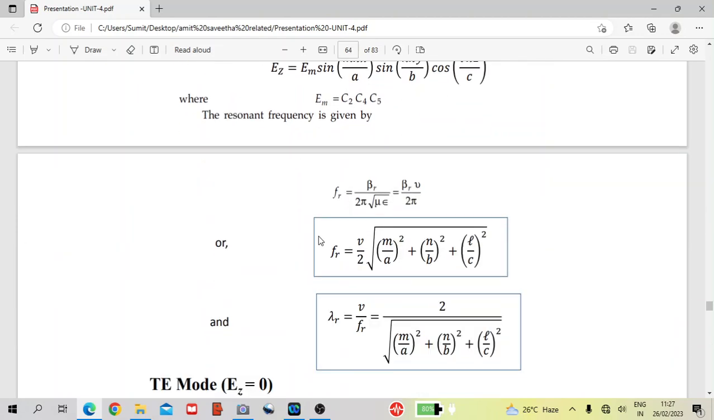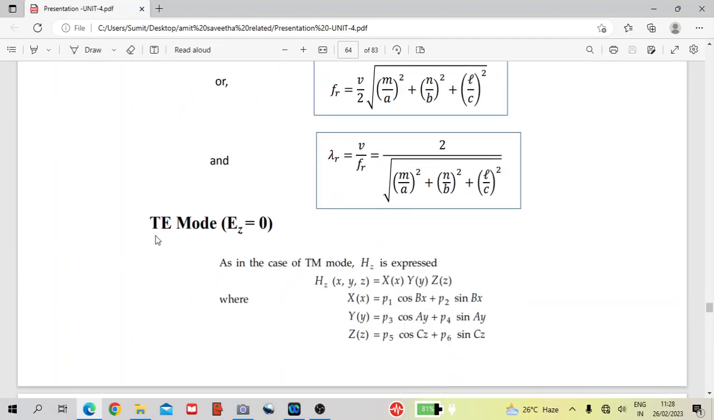In this way you get one fr, which is not the cutoff frequency here. Here the concept is of resonating frequency. So from here, if you know the dimensions, if you know m, n, l, and the broad wall, narrow wall, and the other dimensions, then from here you can find out the resonating frequency, and from there you can obviously find out the resonating wavelength.